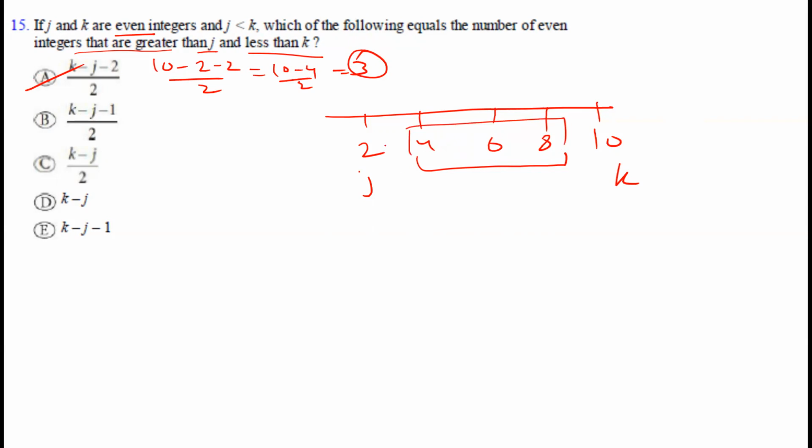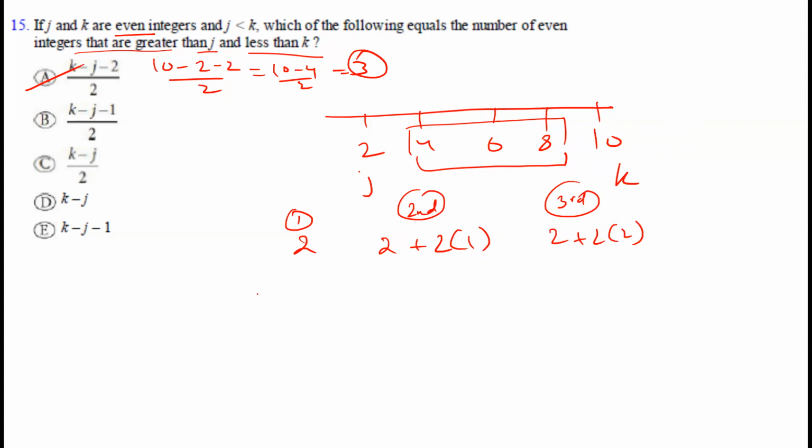Now there are other ways to solve this question as well. Let's suppose we want to find out the terms. The first term let's suppose is 2. The second term would be 2 plus 2 into 1. So this is your first term, this is your second term. The third term would be 2 plus 2 into 2.